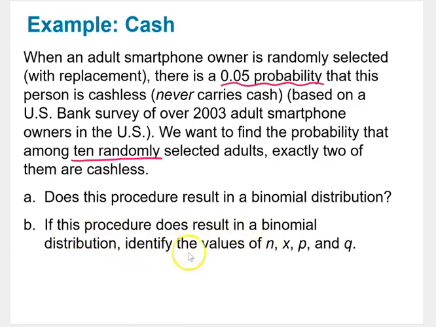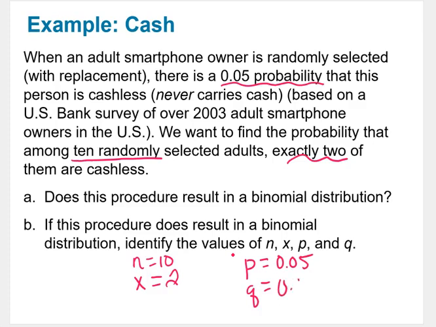If this procedure does result in a binomial distribution, identify the values n, x, p, and q. Okay, so n, of course, is the number of trials, right? So we are doing 10 randomly selected adults, so n is going to be 10. All right, x is going to be the outcome that they want. In this case, it's the fact that exactly 2 of them are cashless. So in this case, x is going to be 2. The probability of a success means the probability that they're cashless, and that's 0.05. And then q would be a failure, which is that they're not cashless. So if there's a 5% probability that they are cashless, there's a 95% probability that they are not cashless.